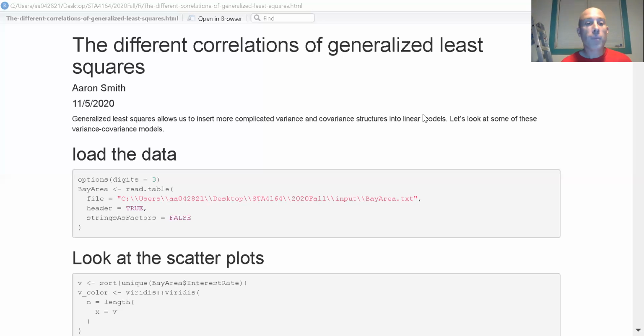So if I believe that I have normally distributed residuals, but I don't see independence in my plots, then I know that I can't use linear regression. I need to use generalized least squares regression. So we're going to run through an example.